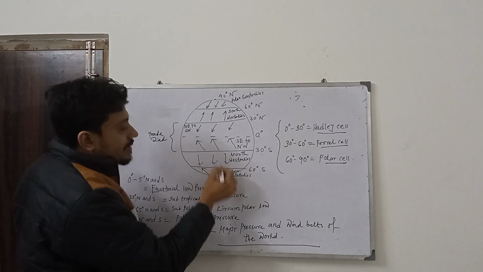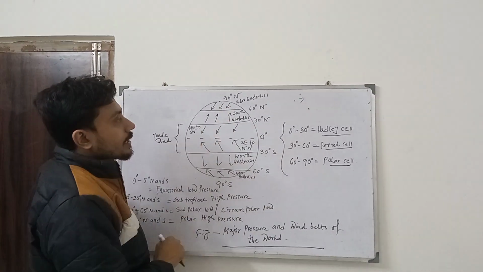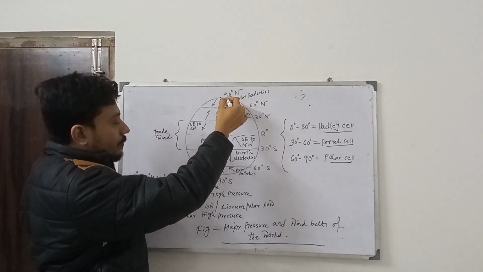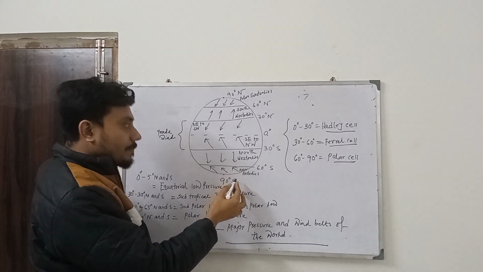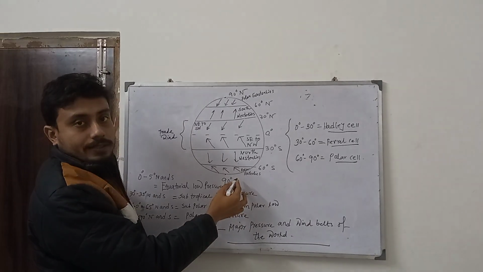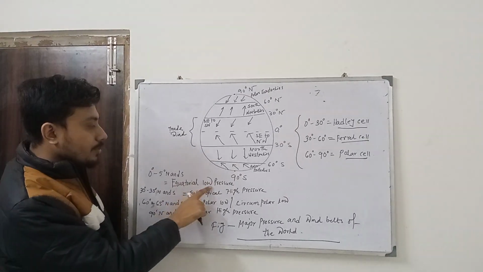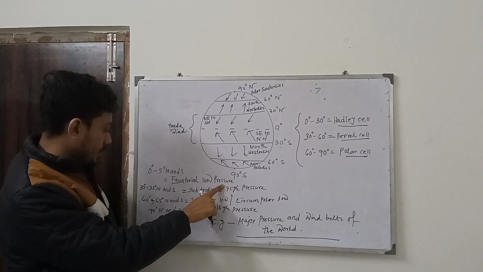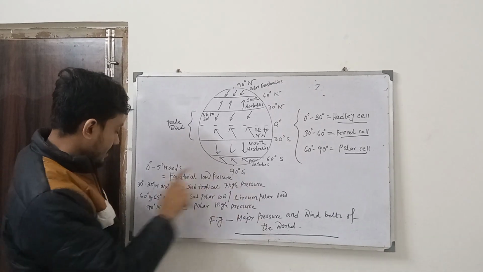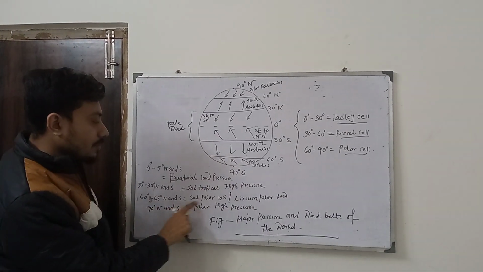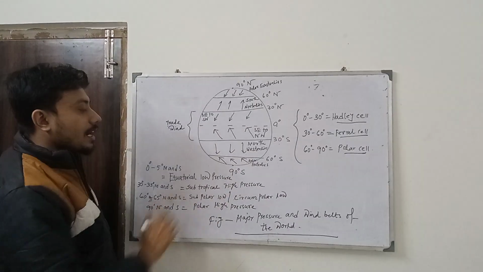In the zone from 0 degree to 30 degree, you can see the arrow: northeast to southwest, and in the southern hemisphere, southeast to northwest. Here I have written that 0 degree to 5 degree north and south is equatorial low pressure. 30 degree to 35 degree north and south is subtropical high pressure. 60 degree to 65 degree north and south is subpolar low or circumpolar low pressure. And 90 degree north and south is polar high pressure.